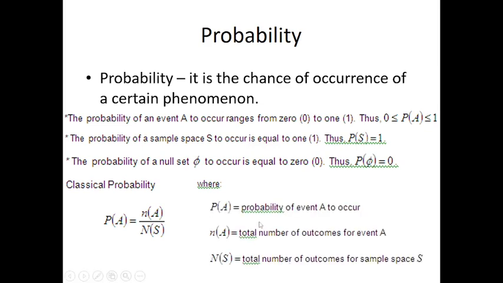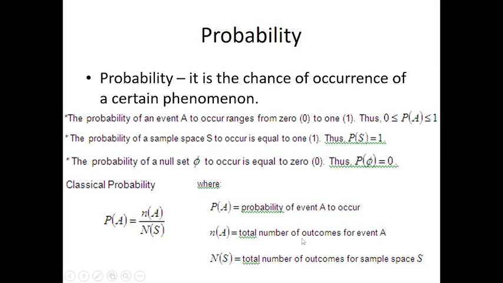So, in here, when we say this notation, probability of A, the probability of event A to occur, then N of A, the total number of outcomes for event A. Then we have here the total number of outcomes for sample space S. So, we have this notation for the total number of outcomes for sample space S. Okay?